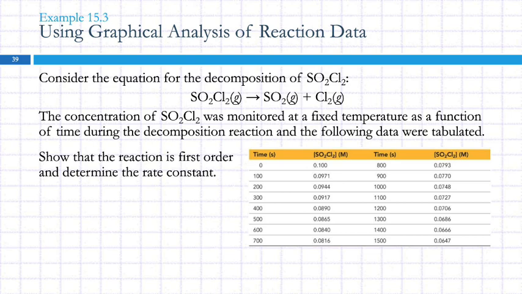So we can use graphing to analyze reaction data, and we will be doing that. We're going to all learn how to use Excel and find out how very wonderful it can be. But let's look at this decomposition reaction. They're monitoring the concentration of the reactant at a fixed temperature as a function of time. And so here we see the different times that it was sampled, all the way up to 1,500 seconds, and these are the concentrations. We are supposed to show that the reaction is first order and determine the rate constant.